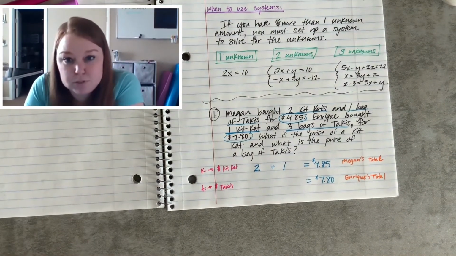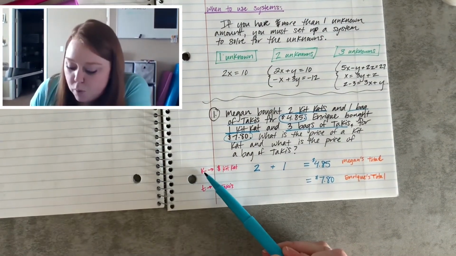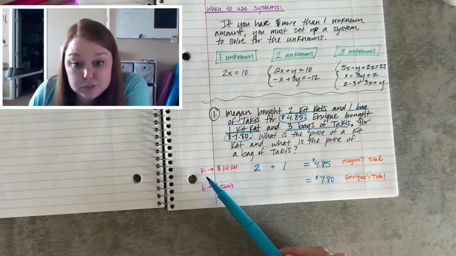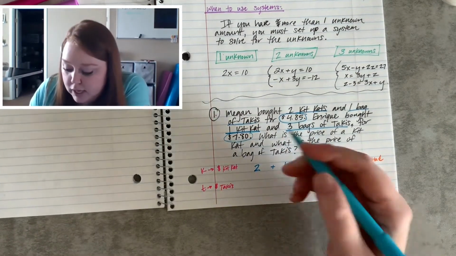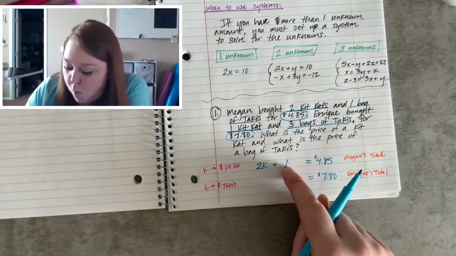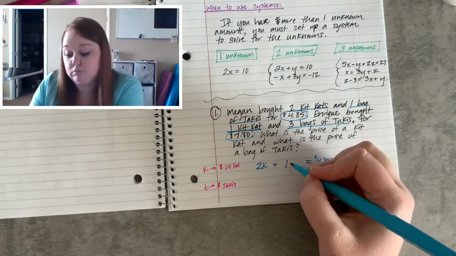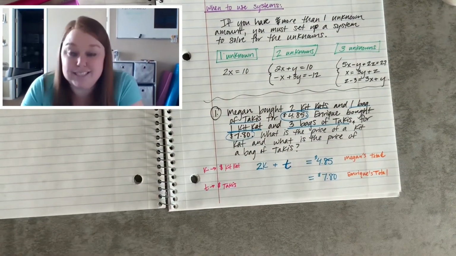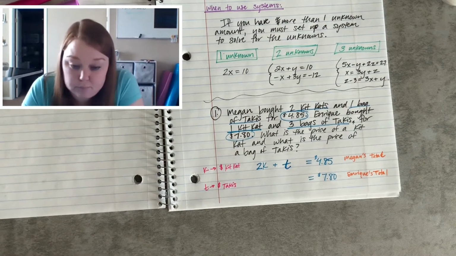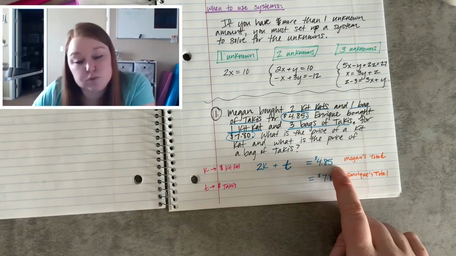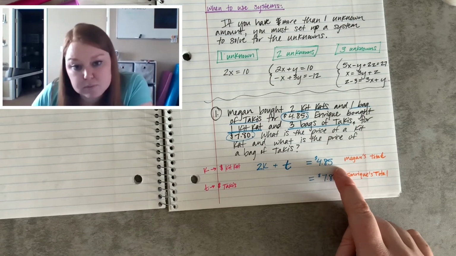But I need some variables in there. Which one of these numbers do you think the K goes right next to? 2 Kit Kats? 2 times K. 1 bag of Takis? That's going to be 1 T. And you could also just write it as T. You could put a 1 in front of it, right? Same thing. So 2 Kit Kats, 1 bag of Takis, and her total was $4.85. Hopefully that makes some sense.